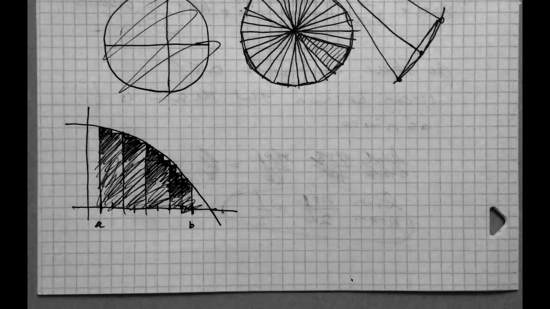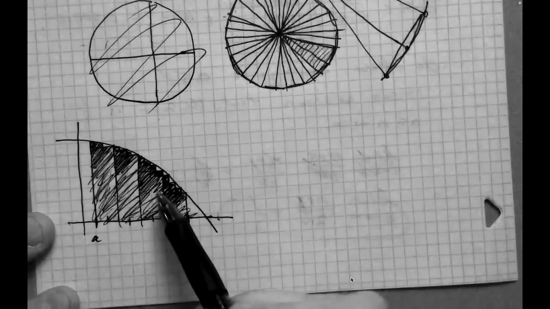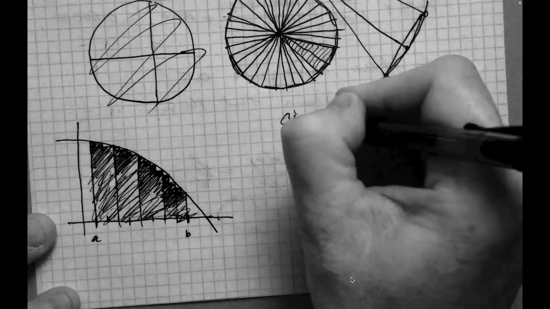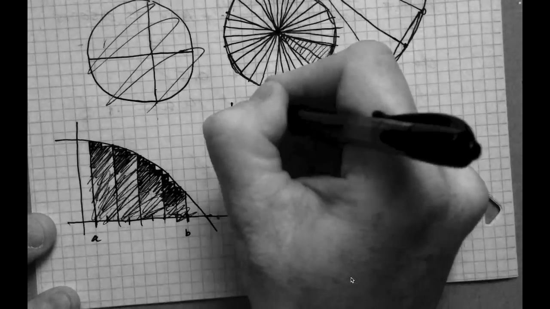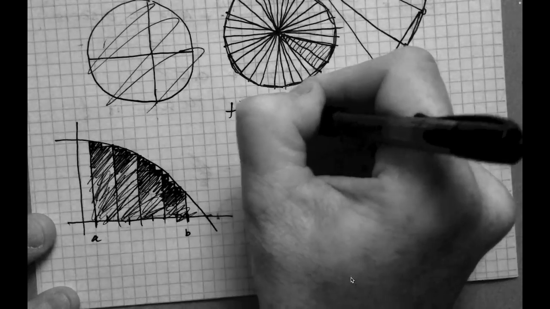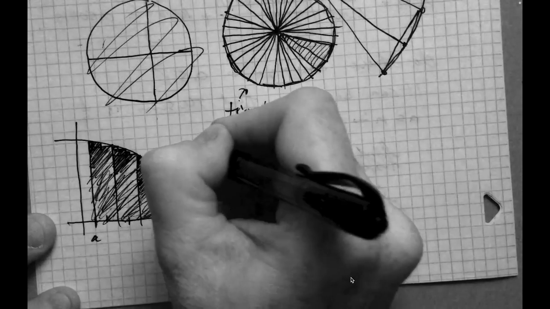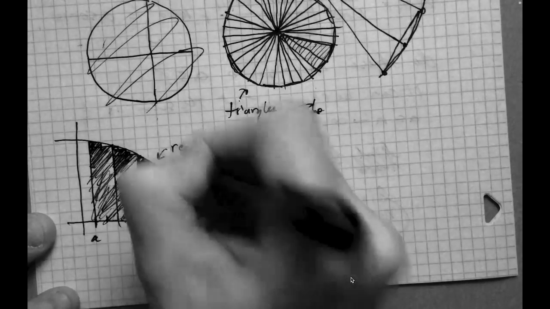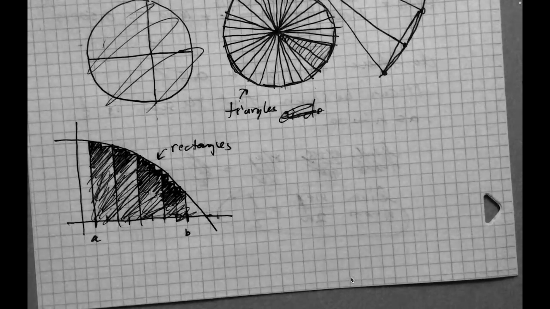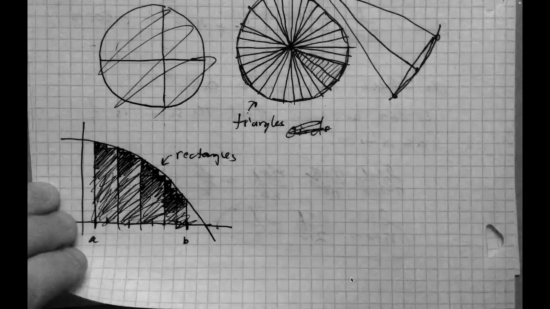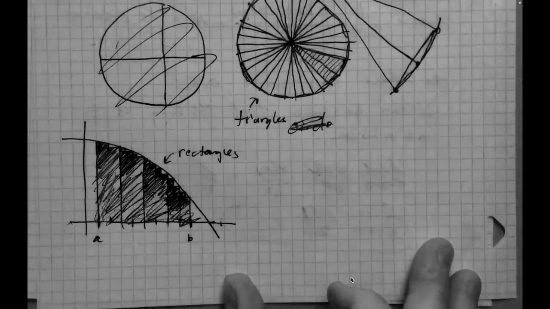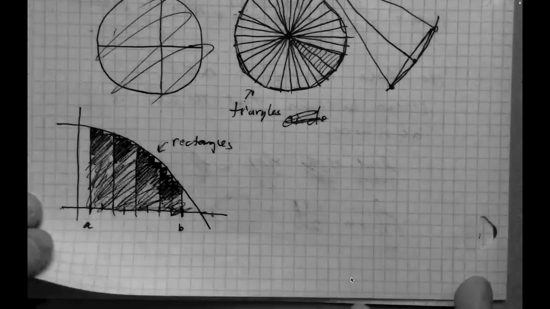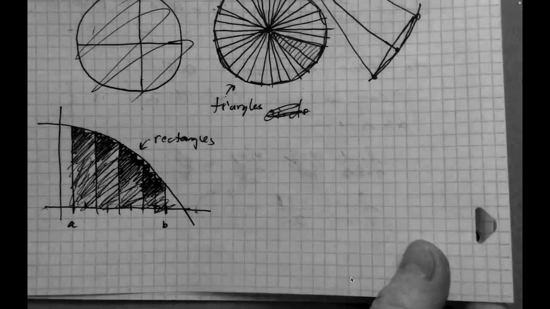Okay. So this is the same idea as what we saw with the circle. It's just here we're using rectangles. Here we're using triangles. And here we'd use rectangles, right, to approximate our area. All right, so that's sort of the background idea of finding the area using the method of exhaustion. Okay, let's explore this a little bit more.